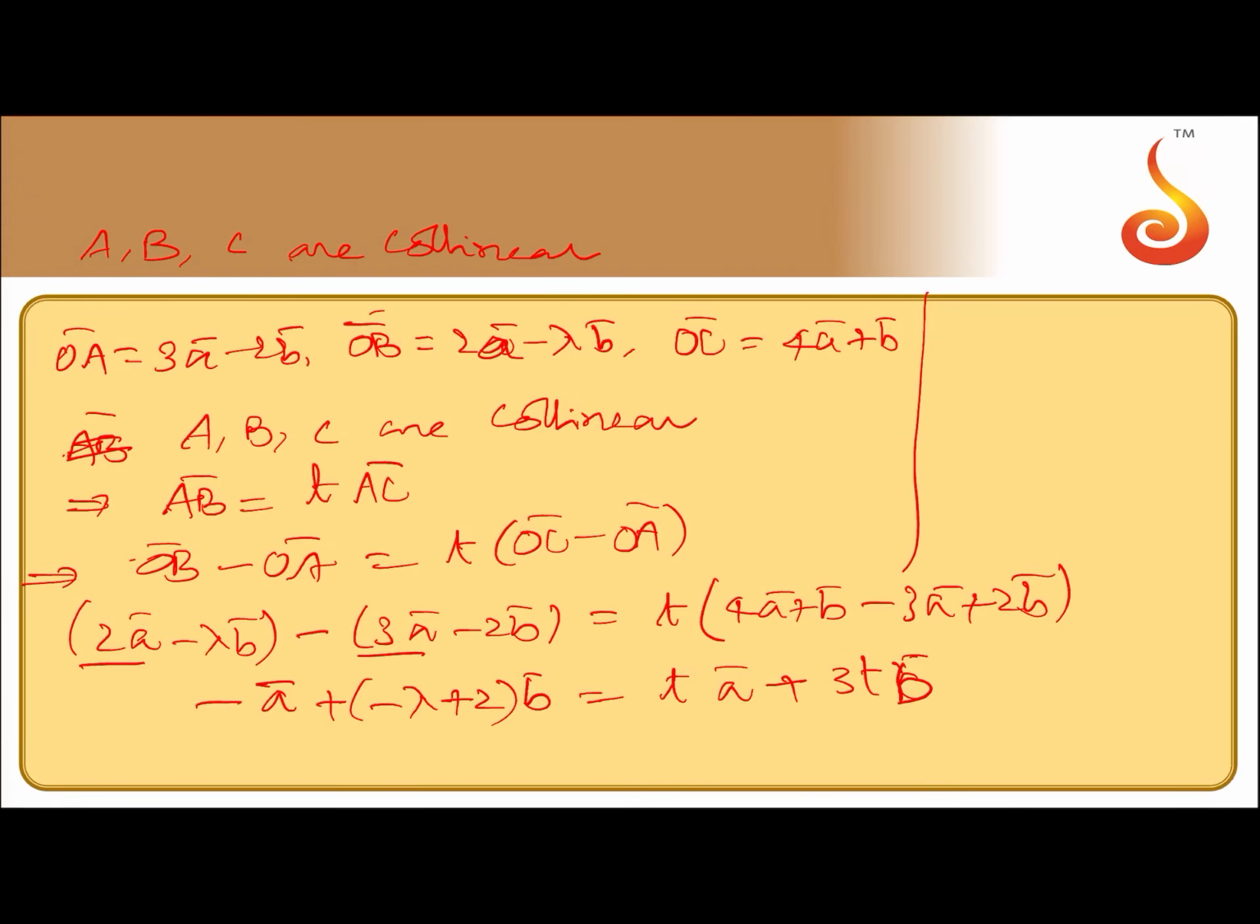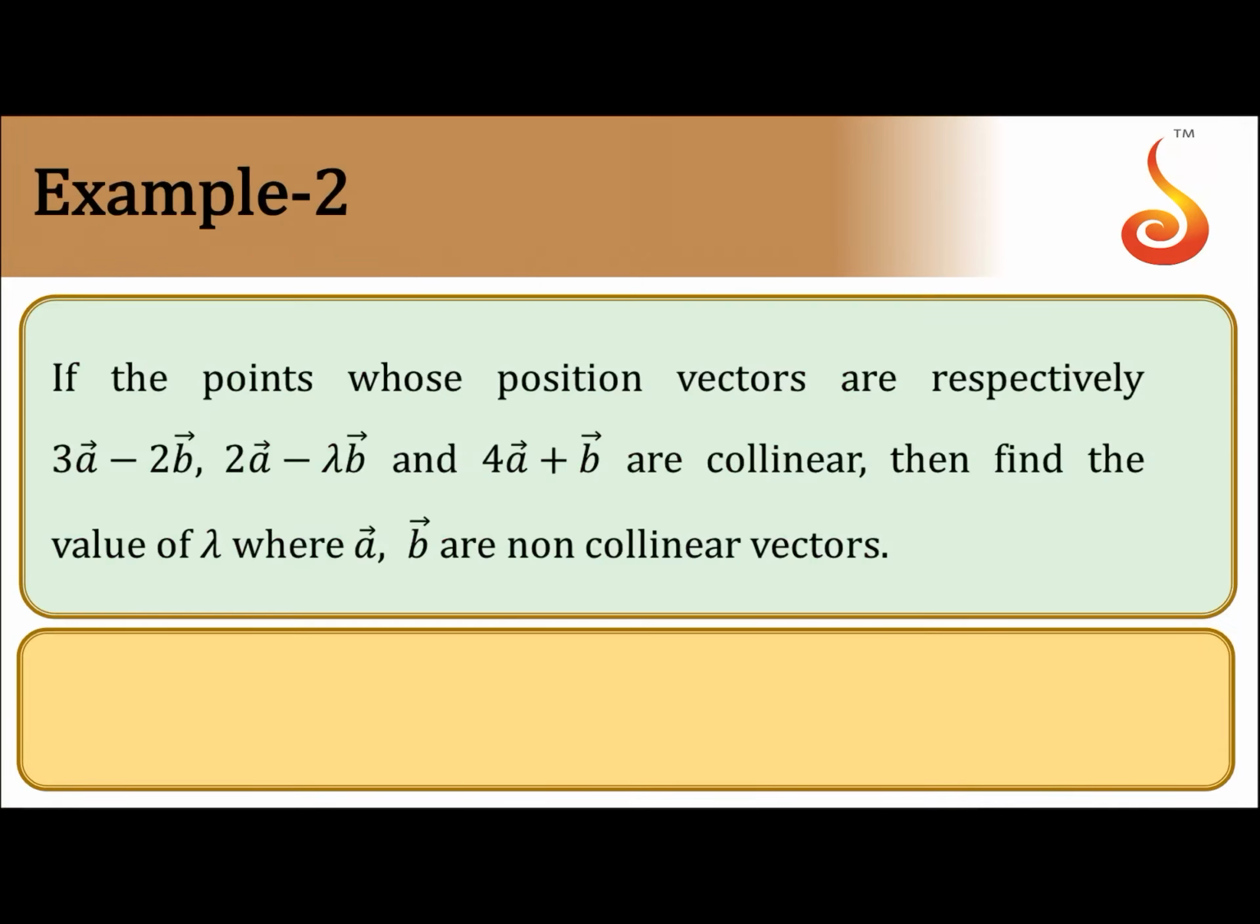So, comparing on both sides, t must be equal to minus 1. At the same time, minus lambda plus 2 is equal to 3t. And t equal to minus 1 means minus lambda plus 2 is equal to minus 3. And definitely lambda is equal to 5. This is what you were required to find, the lambda value. So the answer for lambda is equal to 5.